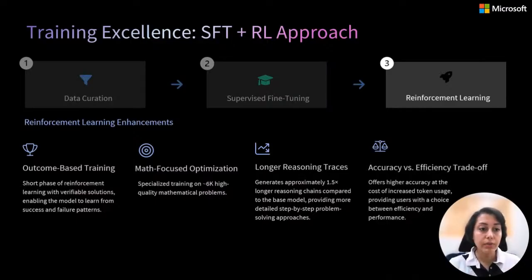And we really focus on math problems, and we select 6,000 high-quality mathematical problems to conduct the reinforcement learning over. And what we observe is that throughout the reinforcement learning, the length of the reasoning traces actually increases, and the model generates approximately 1.5 times longer reasoning chains while providing more detailed step-by-step problem-solving approaches. And this really provides an accuracy versus efficiency trade-off to the users, where the reinforcement learning checkpoint offers higher accuracy at the cost of increased token usage. And this really is a choice between efficiency and performance.